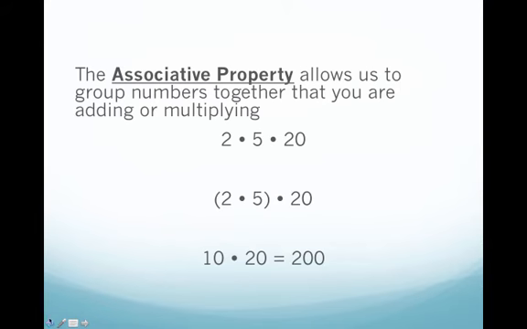So now we've got 10 times 20, or 200. Okay, so to remember the associative property, think about associates, people you work with, you're next to each other or together, so you can group these constants in this case, but also it might be variables together.